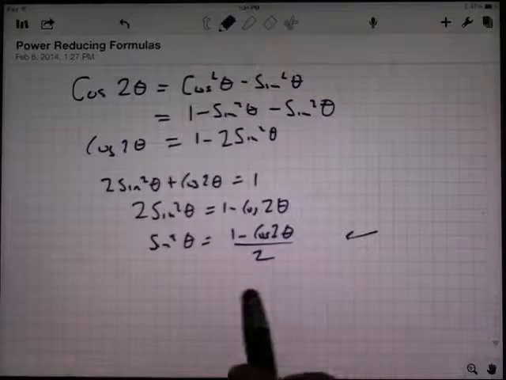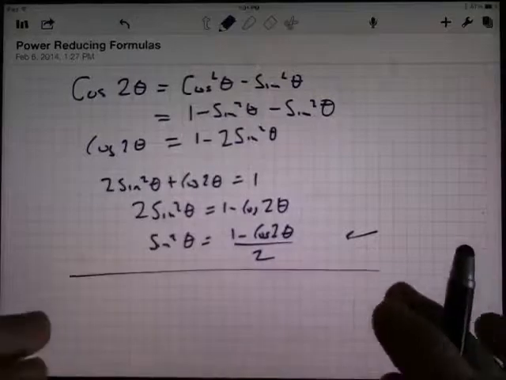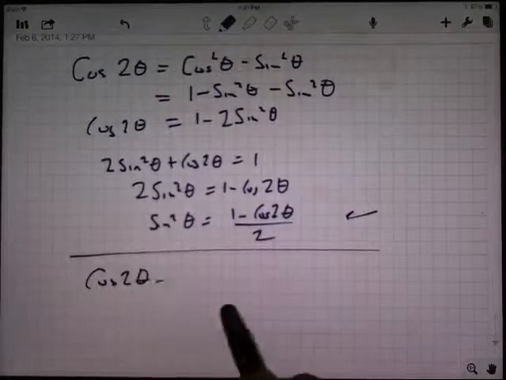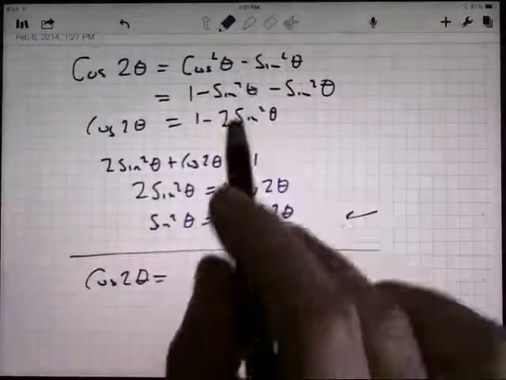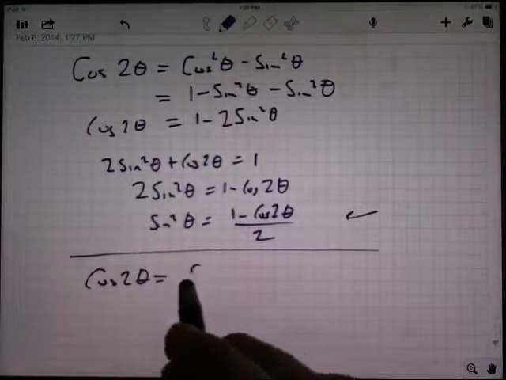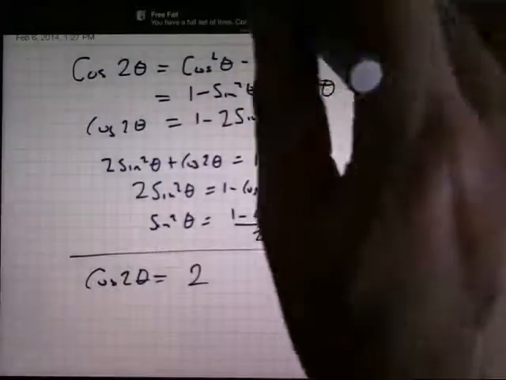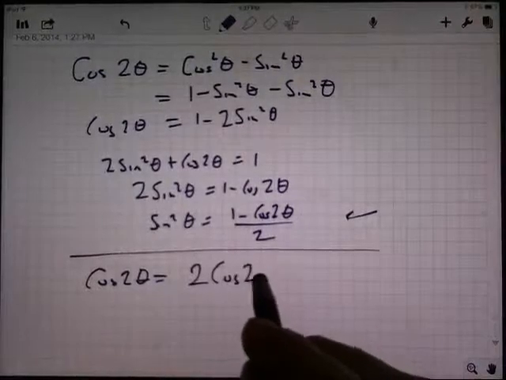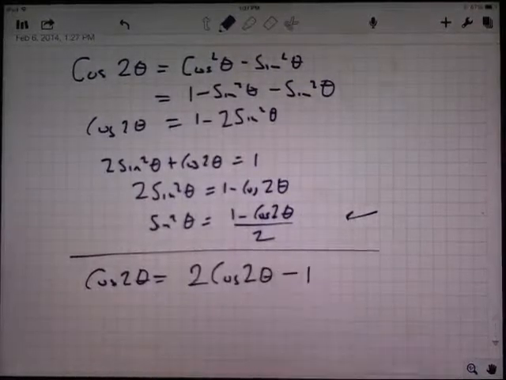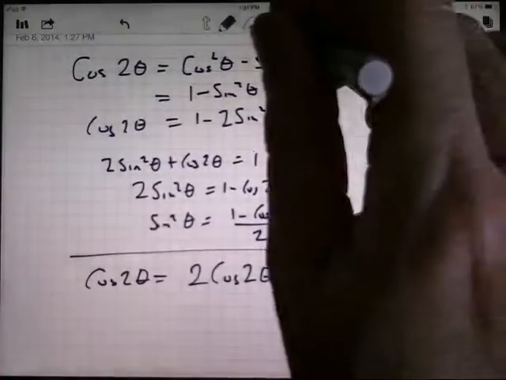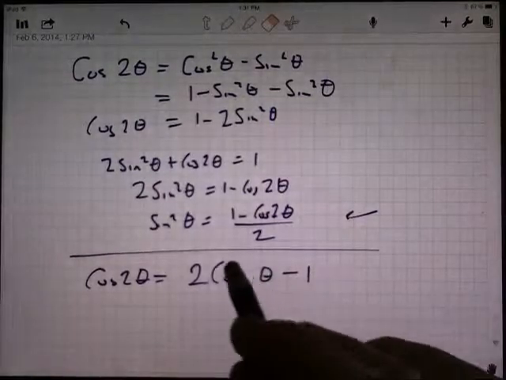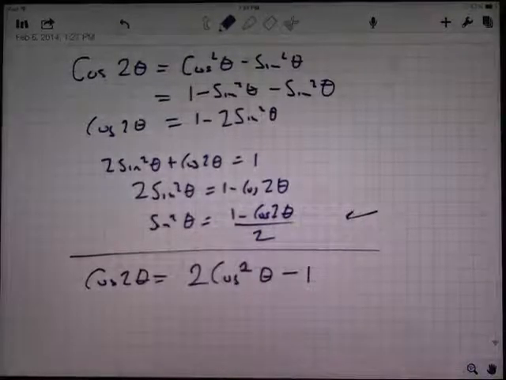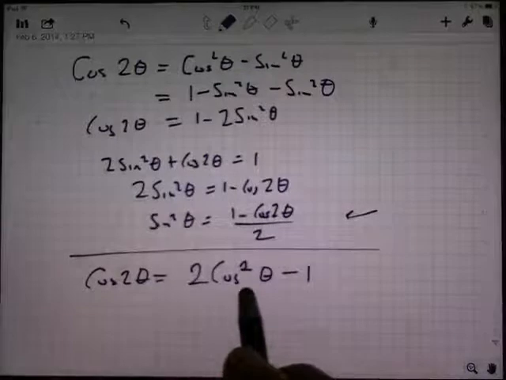Okay, power reducing formula number 2. What we're going to do is start all over again with the cosine of 2 theta. This time I'm going to take the chocolate flavor, and having already done both of those, I can see that the chocolate flavor is going to look like this. 2 cosine 2 theta minus 1. No. What am I doing? 2 cosine squared theta minus 1. That's the chocolate flavor. And I just want to solve for cosine squared.